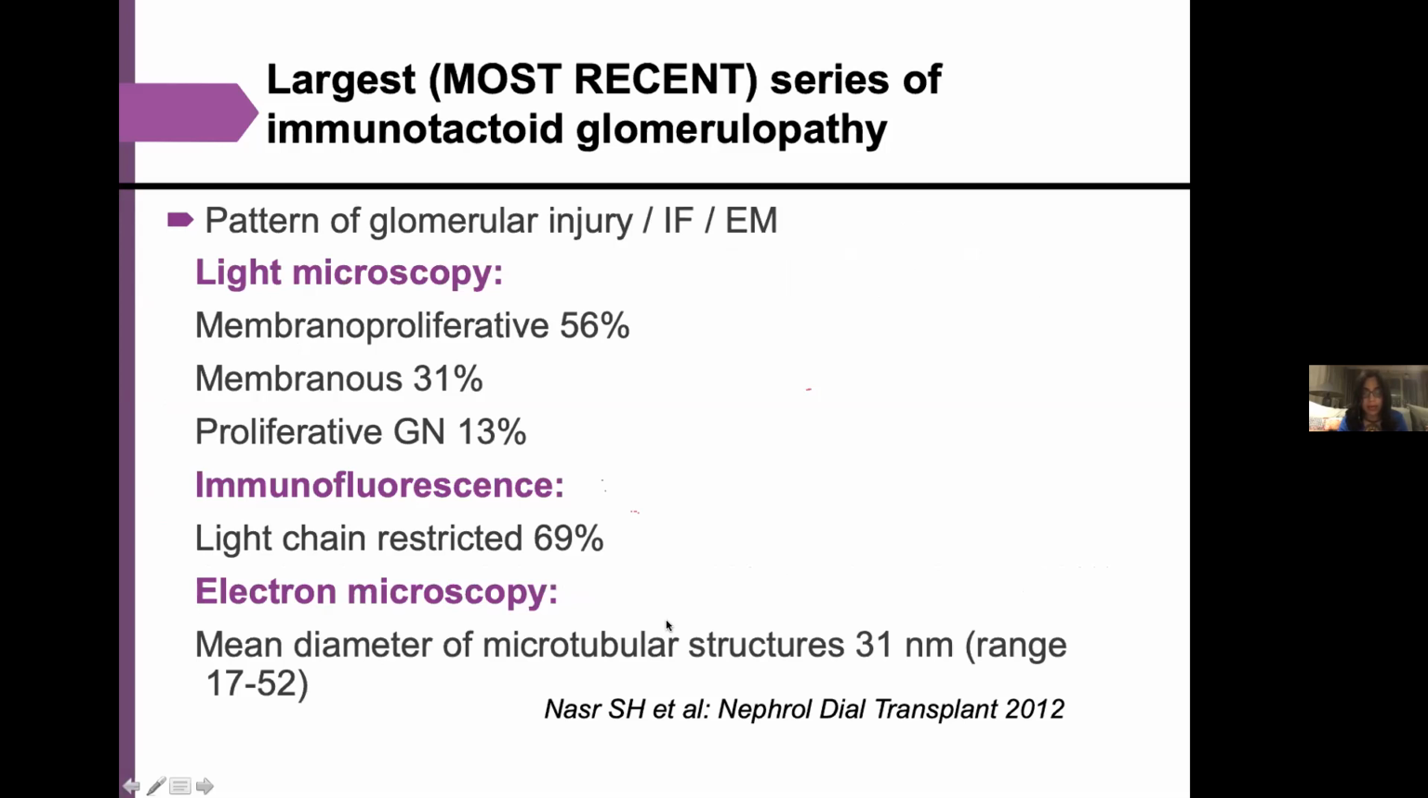The pattern of glomerular injury in light microscopy: the dominant pattern was an MPGN pattern, followed by membranous. In comparison to fibrillary, where it's much less common to find a membranous pattern, in immunotactoid it's more common. Up to 30% of cases can present with a membranous pattern, and then you can have a proliferative GN up to 13%. In up to 70% of cases of immunotactoid, you're going to find light chain restriction. And of course, this is a diagnosis by EM.